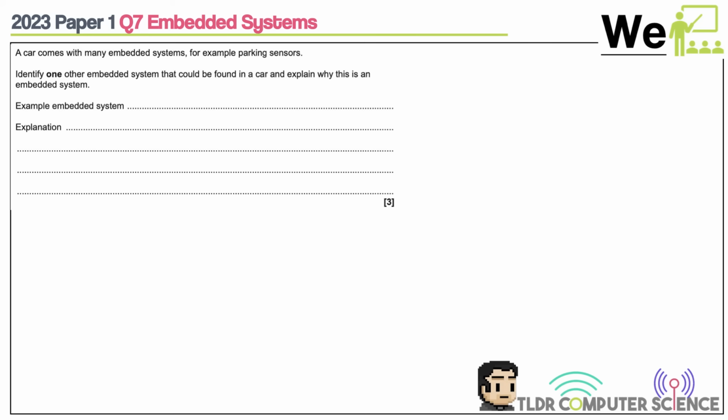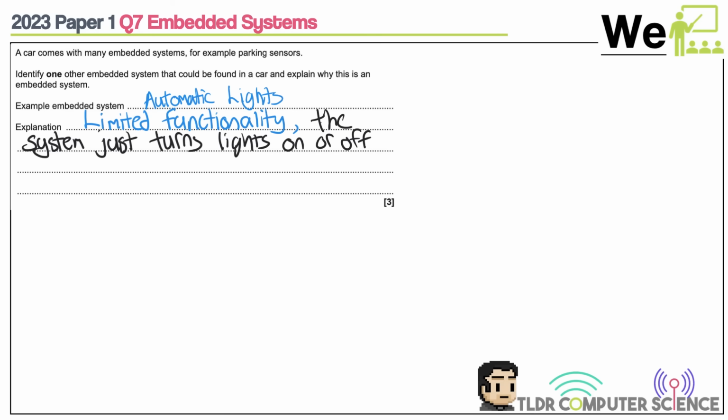So a car comes with many embedded systems. For example, parking sensors. Identify one other embedded system that can be found in a car. Well, I think I said one: automatic lights could be one. Really, the explanation is saying what the reason is. Well, we said limited functionality. Ultimately, the system is just going to turn lights on or off depending on current lighting.